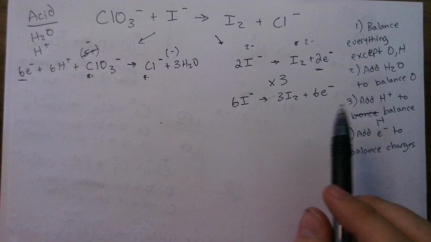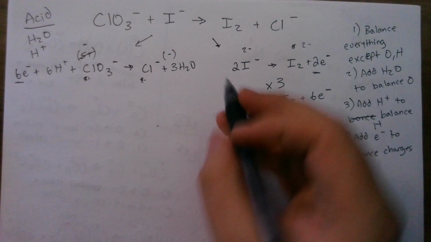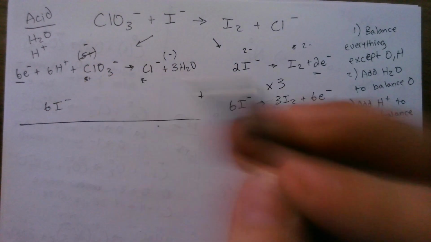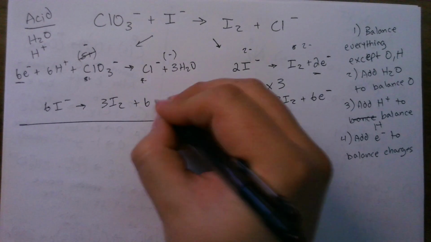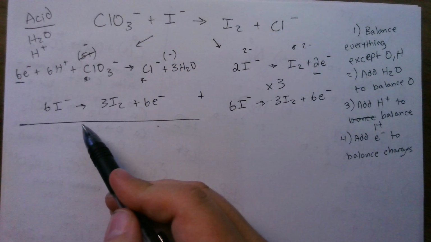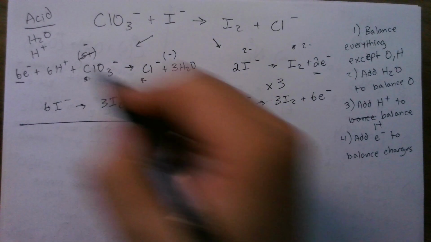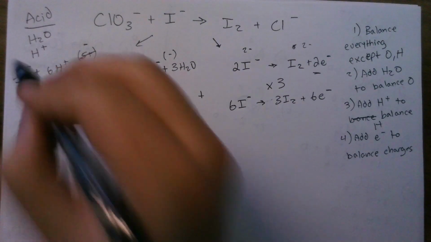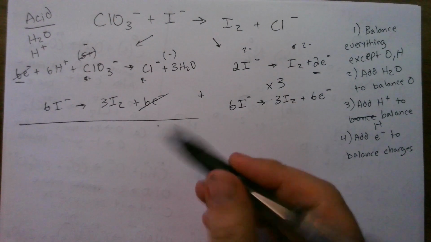Now I'm going to add these 2 reactions back together. I'm going to take this whole reaction and add it here. So I made my addition here. Everything on the left side of the arrow, you'll put on the left side. Anything on the right side, you'll put on the right side. But you can cancel out anything that's on the left and right, like those 6 electrons and those 6 electrons. Usually other things cancel as well, but in this case, nothing actually does.